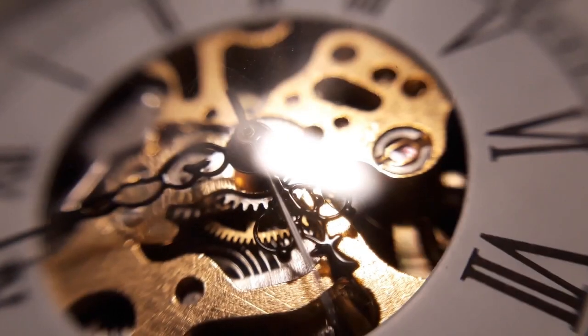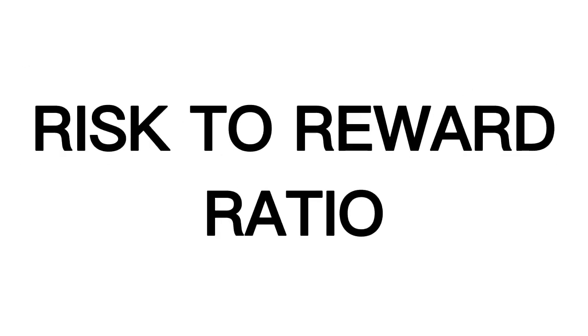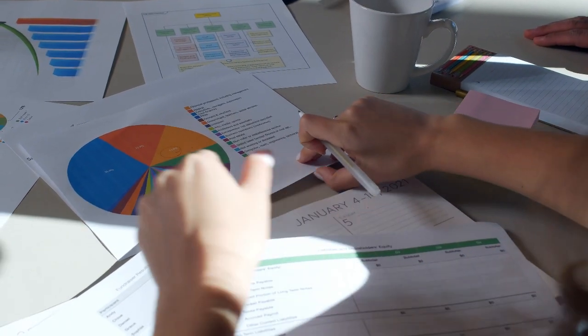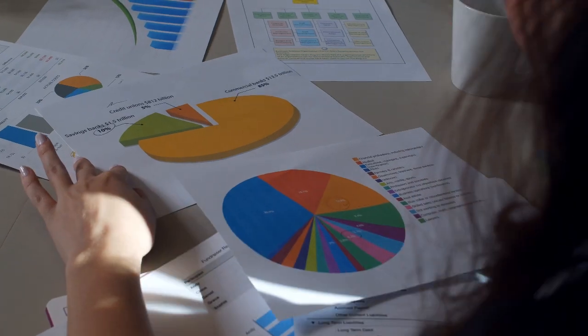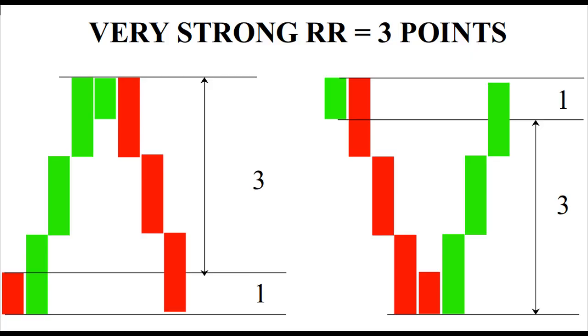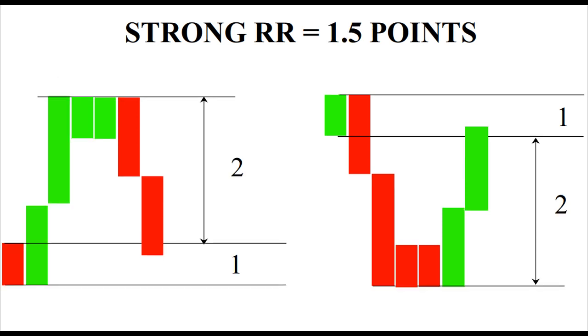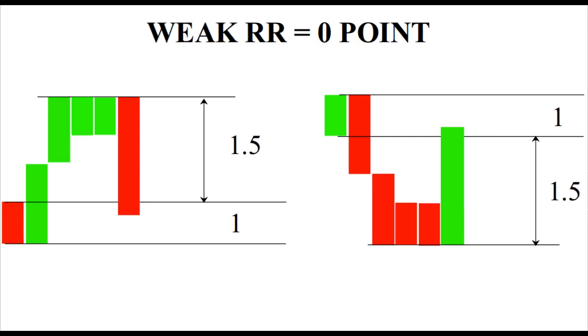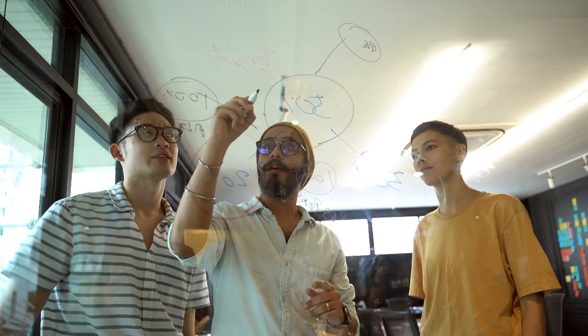Odd enhancer 4: risk to reward ratio. We score this zone according to the risk to reward reaching the opposite supply and demand zone. Very strong risk to reward, 1 to 3, equals 3 points. Strong risk to reward, 1 to 2, equals 1.5 points. Weak risk to reward, 1 to 1, equals 0 points. These are the odd enhancers you need to know.